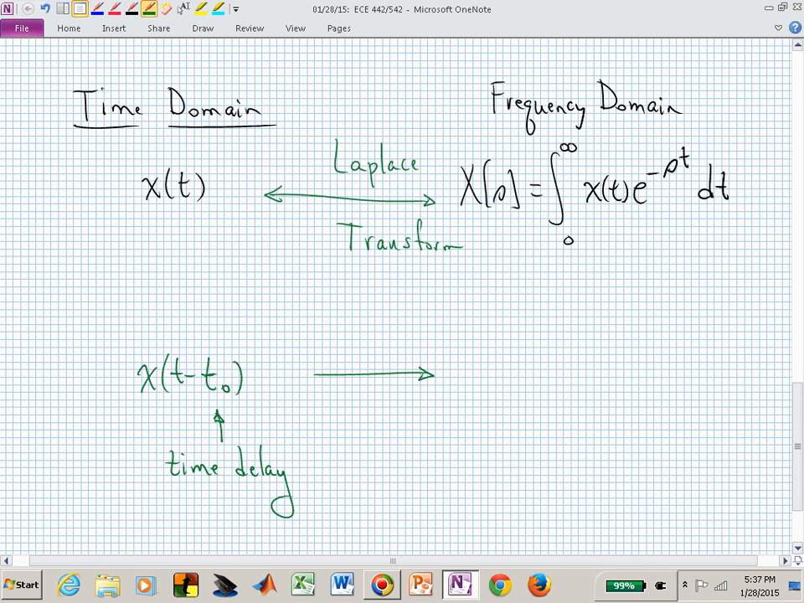Is capital X of s anywhere? Is it present?